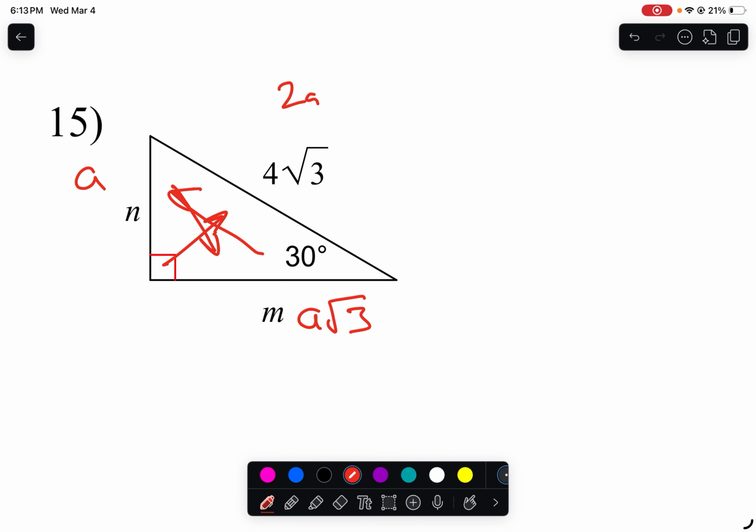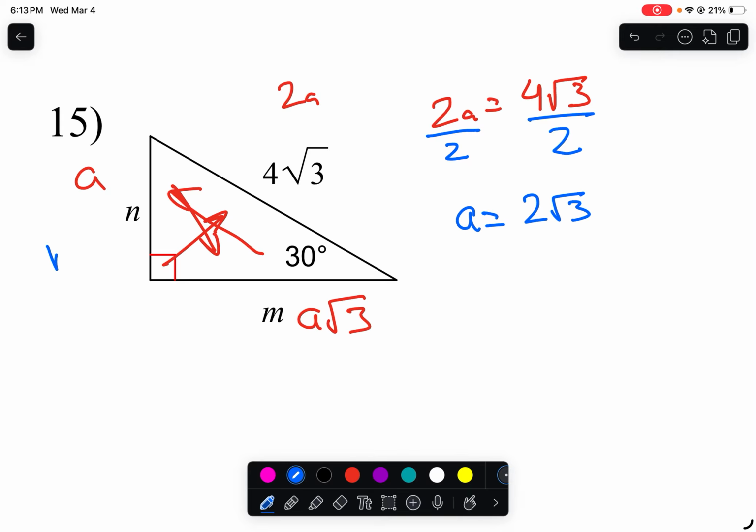So I get that 2a is equal to 4 root 3. So I need to go and figure out what a is. So to do that, I'm going to divide by 2. Well, when I divide by 2, I get that a is equal to 2 root 3, which means that n is equal to 2 root 3.